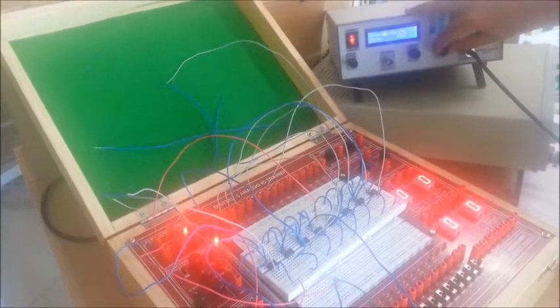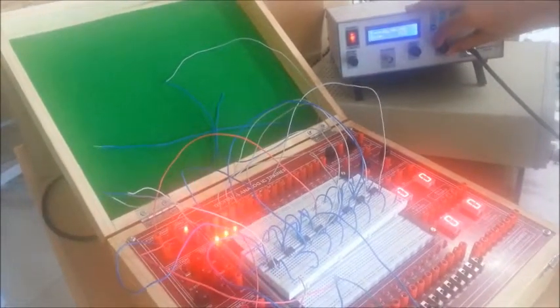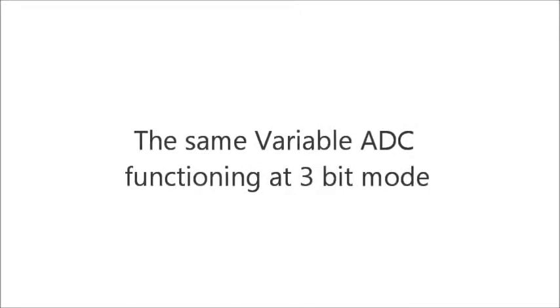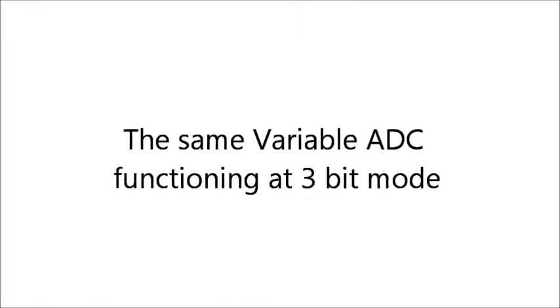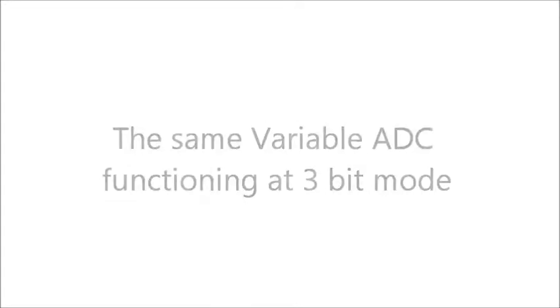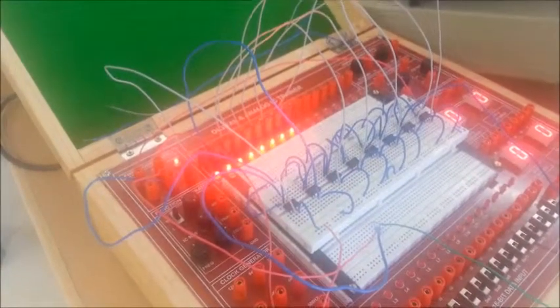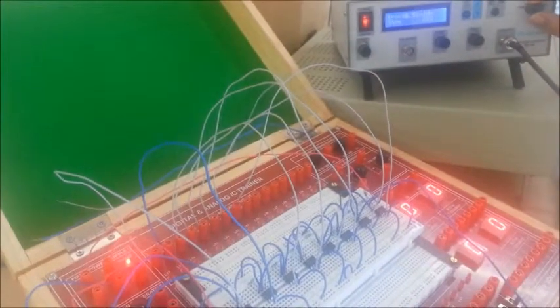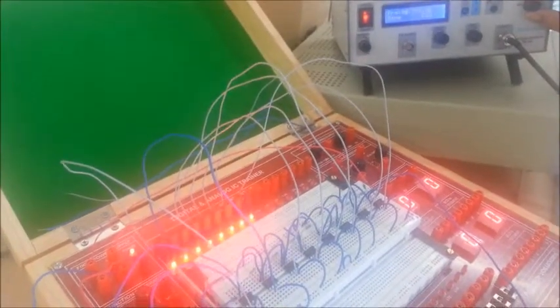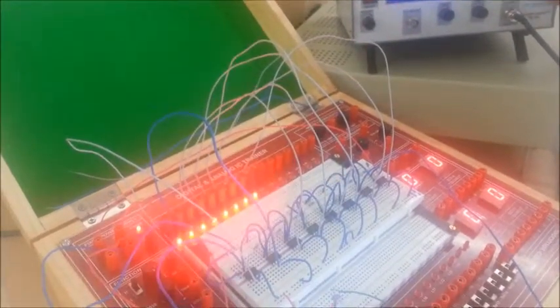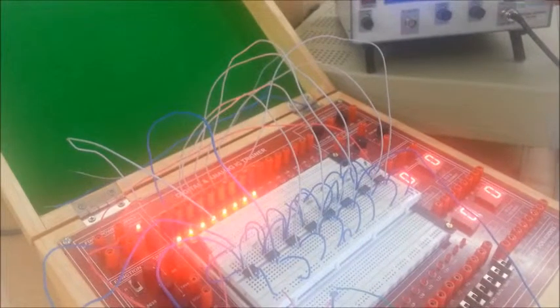Now we will see the same variable ADC functioning at 3-bit resolution mode. First, we'll see the frequency variation. Now, as we vary the frequency, the levels are reached faster, and this change is observed within the preset frequency range.